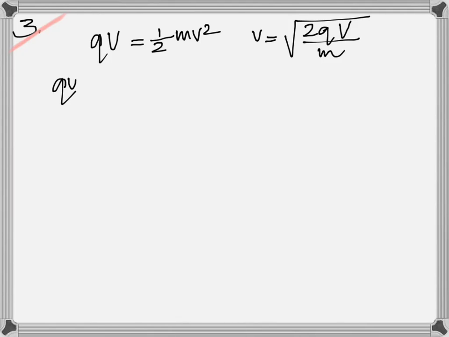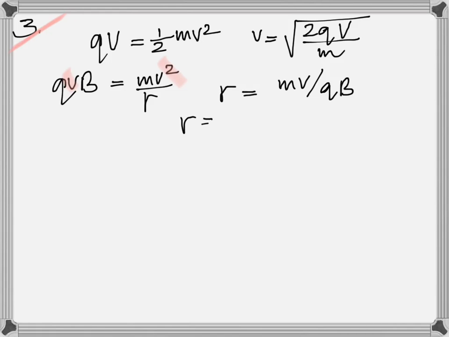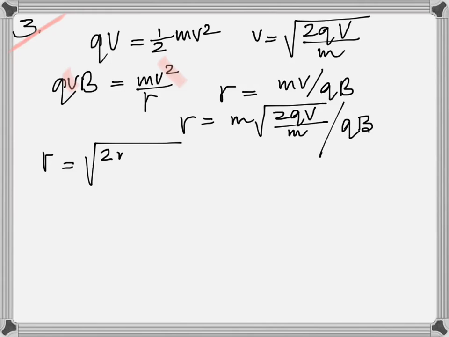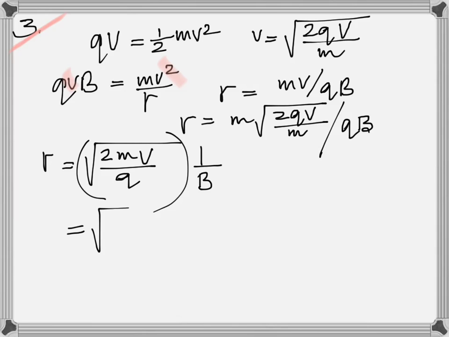So once again, now find the velocity, and then go back to the centripetal force is QVB, like in the last question. That gives you the radius, and on substituting for the velocity, this is what we get. Plug in all the numbers.